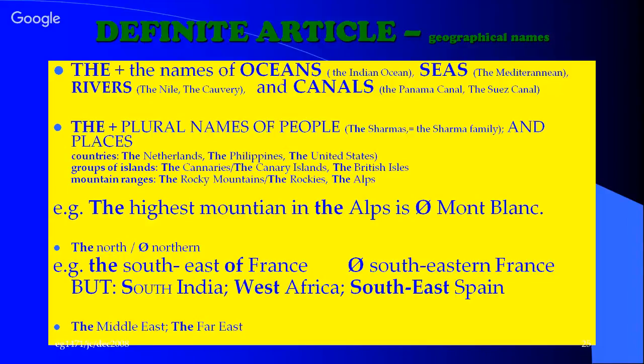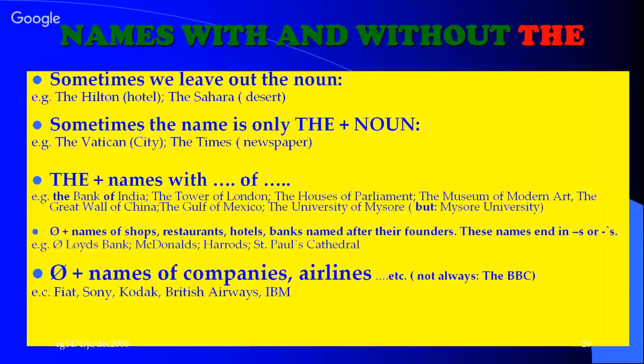The north or just northern, the northeast of France or southeastern France. South India, West Africa, Southeast Spain, the Middle East, the Far East. Other uses: sometimes we leave out the noun. The Hilton, the Sahara. Here, instead of saying the Hilton Hotel, we just say the Hilton. Instead of saying the Taj Western Hotel, we say just the Western. Then the Sahara. Instead of saying the Sahara Desert, we say simply the Sahara.